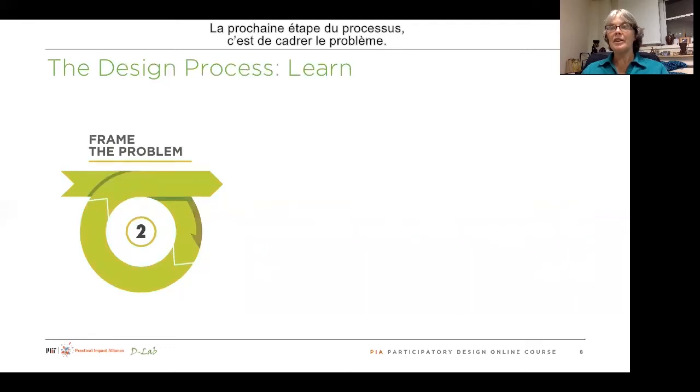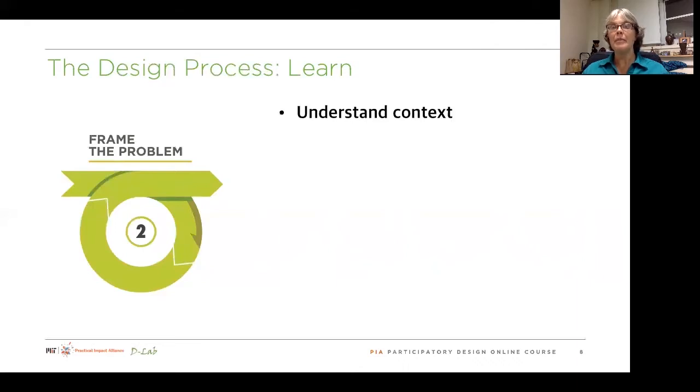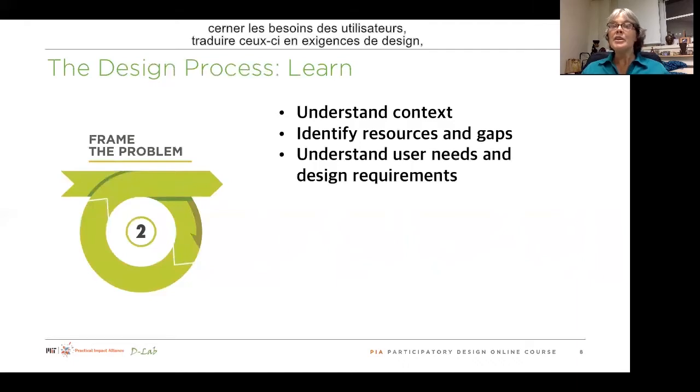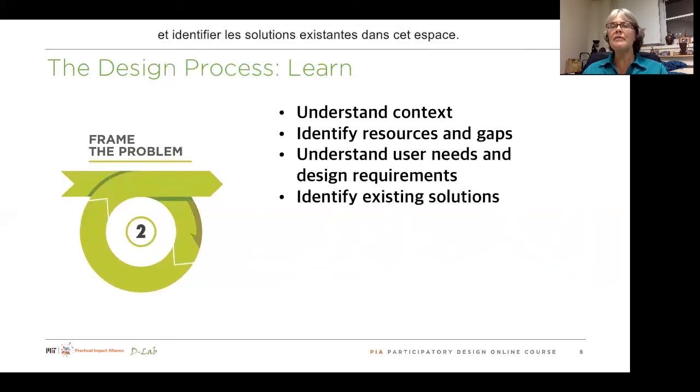The next stage of the process is framing the problem. This is where you identify what part of the opportunity you're going to address with your design. The first part of this is to learn as much as you can about the problem and about the opportunity. It's important to understand the context, to identify resources and gaps, to understand the user needs and to translate those into design requirements, and to identify existing solutions in this space.